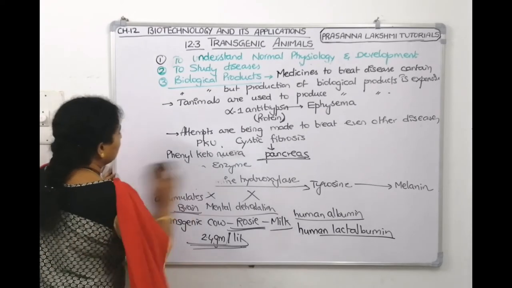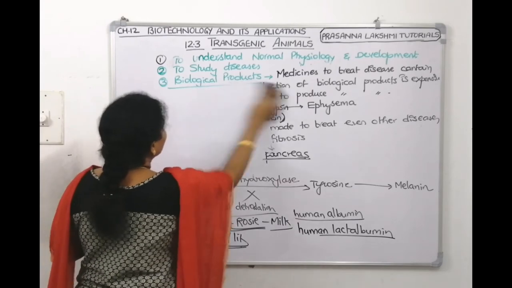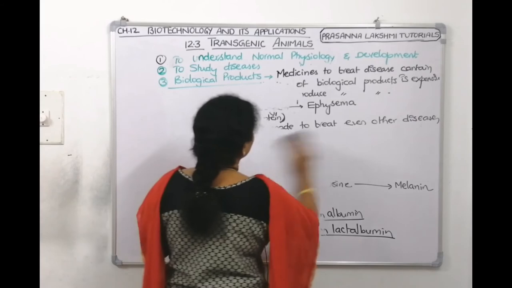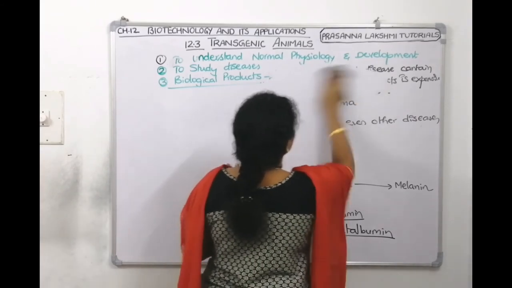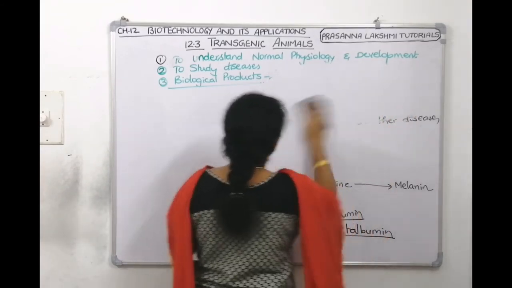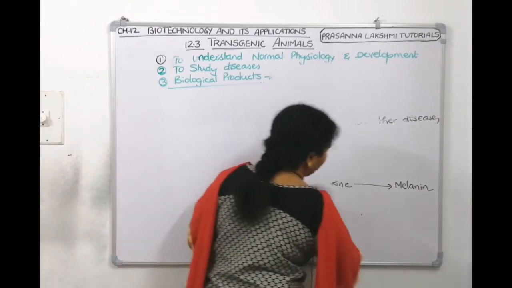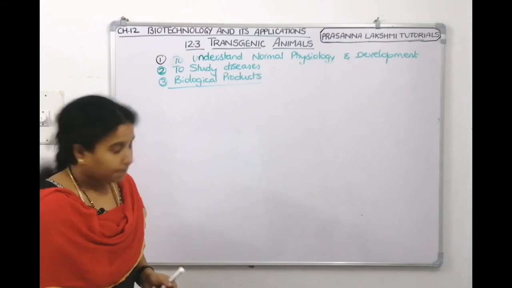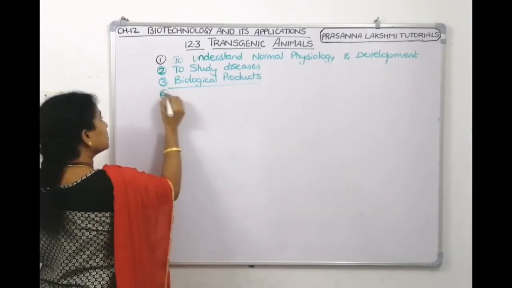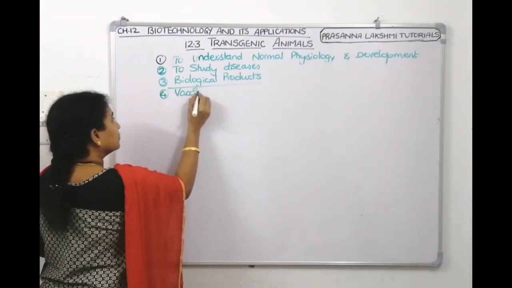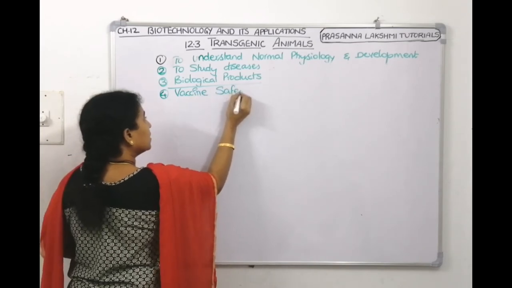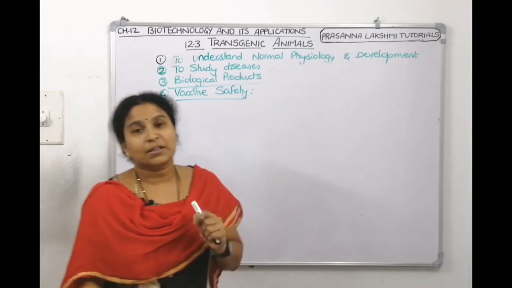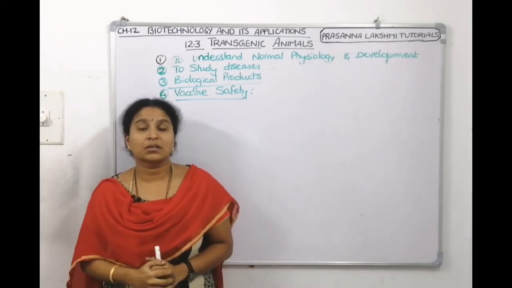Right? So we finished the third application also, transgenic animals. Now we can finish the fourth and fifth also. What is the fourth one? Vaccine safety. The entire world is suffering because of a pandemic disease called corona.